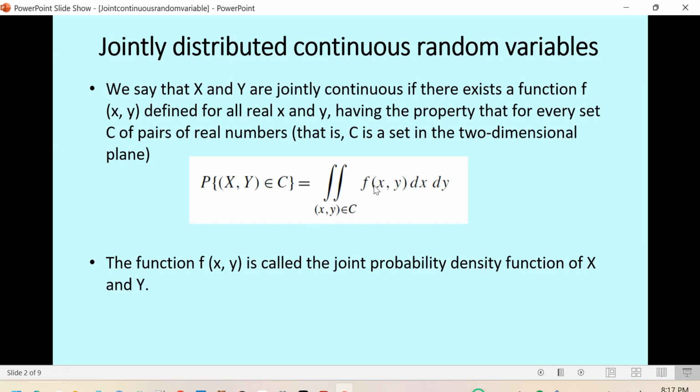x and y's values are defined continuously, so we have to use an integral to calculate the probability. So this is the probability of x and y being in the area belonging to C. Then we can calculate the probability using this joint density function for x and y.